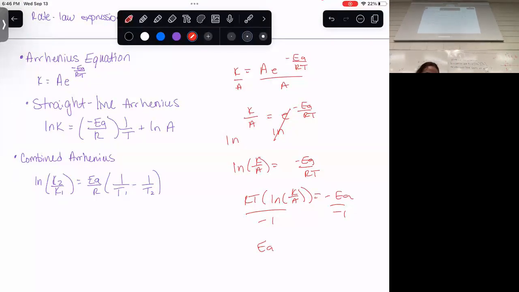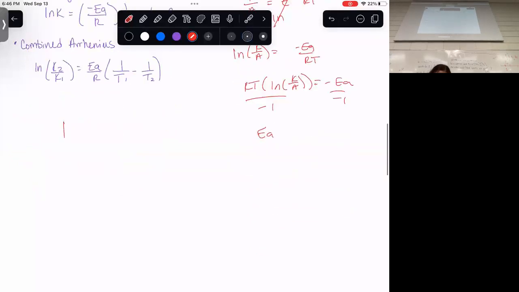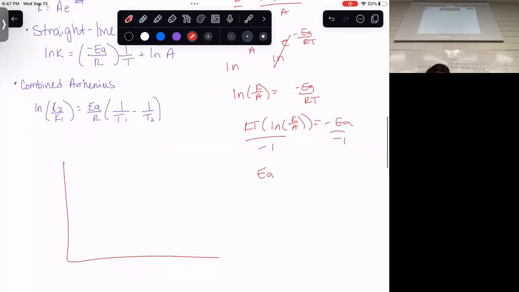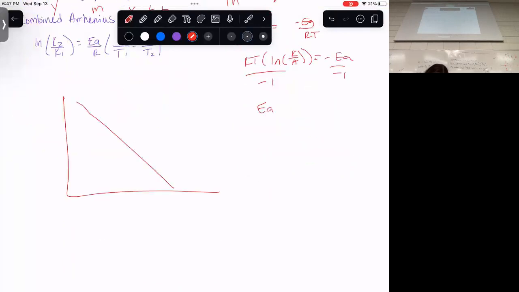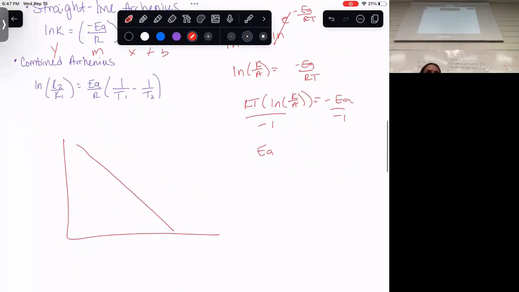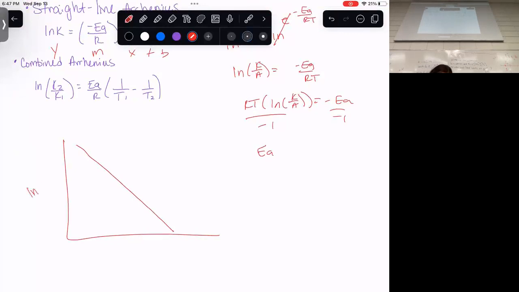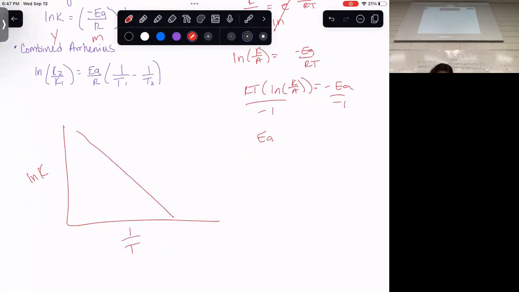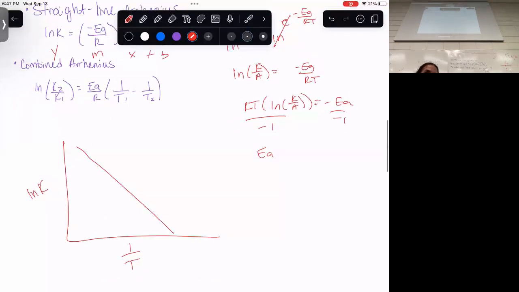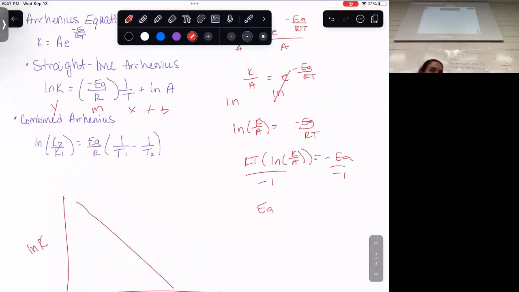This is just to tell you, you could say that if you have a graph like this, it would be y equals mx plus b. So you would have this graph here, and you can say what's the slope based off of your ln k and your 1 over T. You can use this to find what your slope is. You can find the activation energy from the slope because R is a constant.